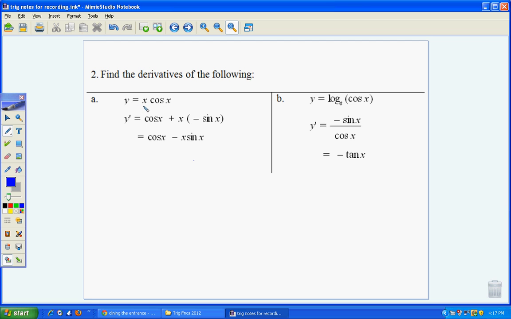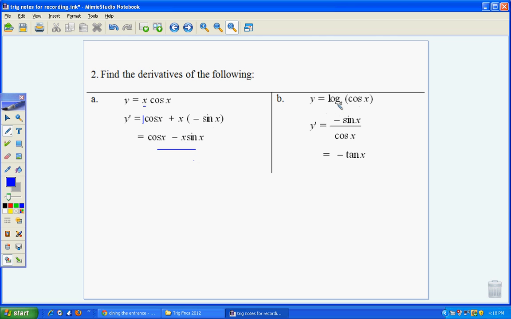So there's our function. The derivative of x is 1 times the cos of x, plus the x times the derivative of cos x, which is minus sine x. If you look at that and then simplify it, we can bring it down to cos x minus x sine x. So product rule there.